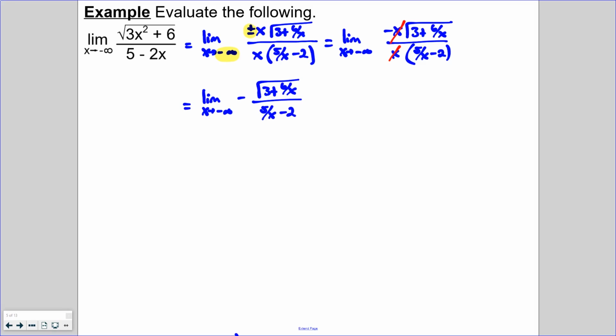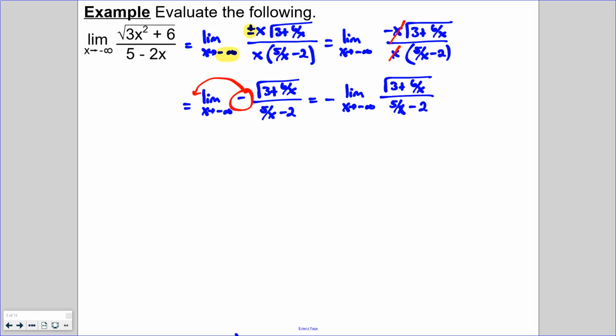And then we can go in and we see that there is a negative in the front here, so we can actually factor that negative out of the limit so we don't have to worry about that anymore. So we're going to have negative the limit as x approaches negative infinity of the square root of 3 plus 6 over x squared all over 5 over x minus 2. And I said 5 over x and I wrote 2, so let's change that.